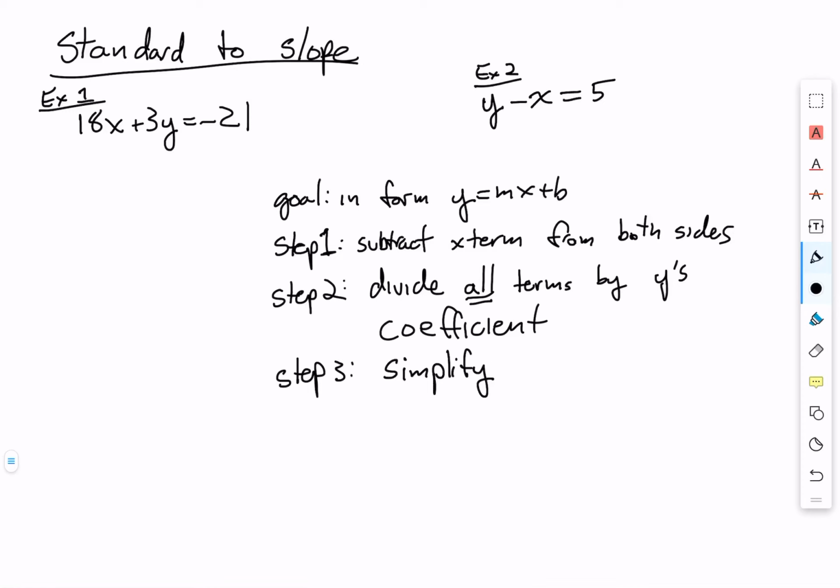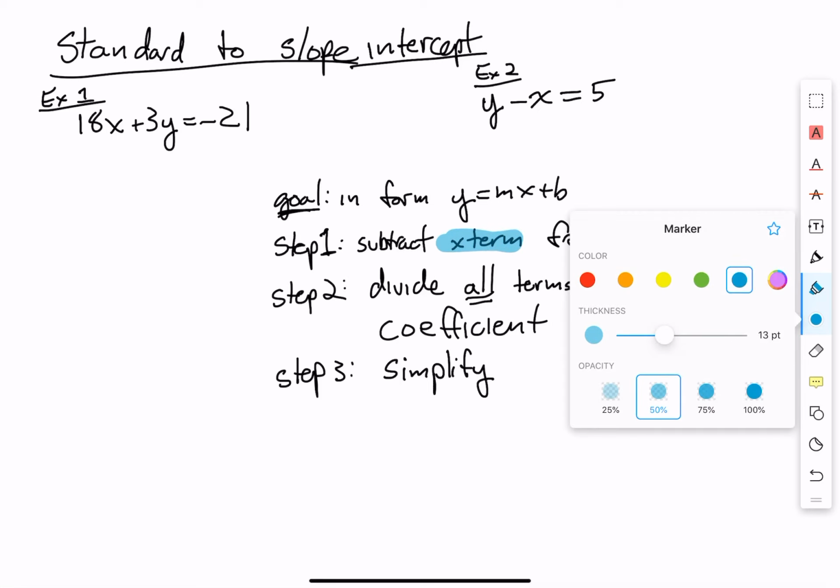When we are converting an equation from standard form into slope-intercept form, oops, forgot to write that, slope-intercept form, that means we want it to end up as y equals mx plus b, right? So that's our goal. So there's basically three steps. First step is we subtract the x term from both sides. Now when we say x term, that's the coefficient and the variable.